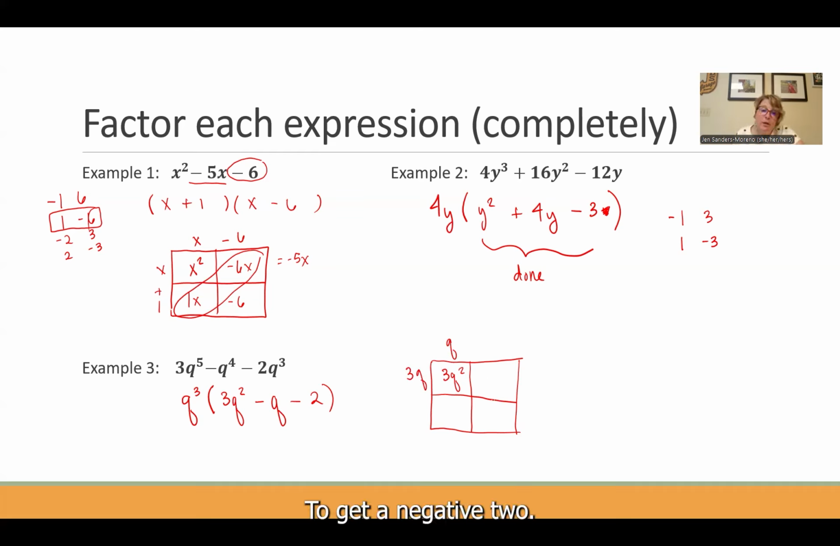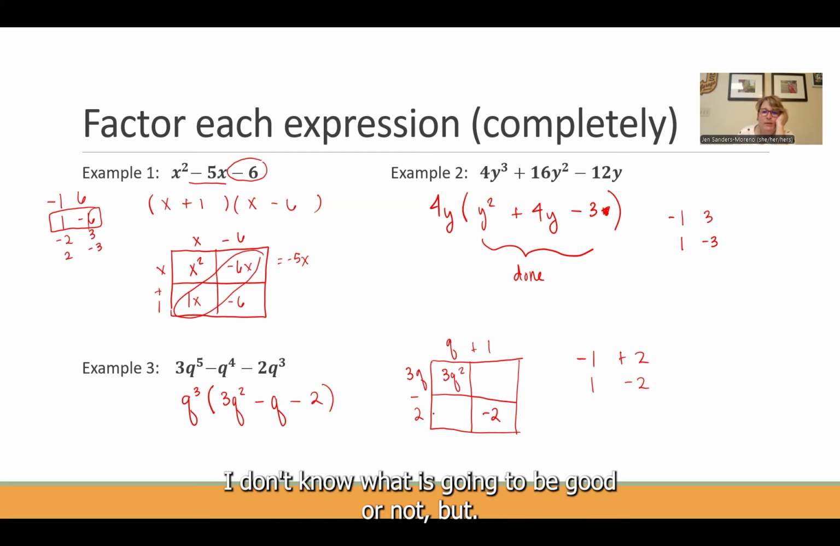To get a -2, I'm going to need a -1 and a +2, or a +1 and a -2. So I'm just going to guess. I don't know if this is going to be good or not, but we're going to see.